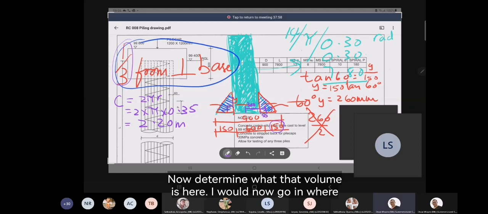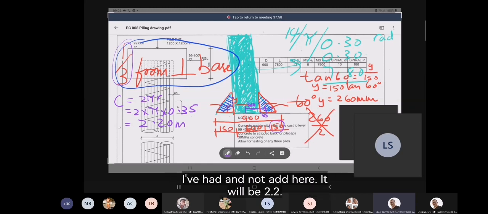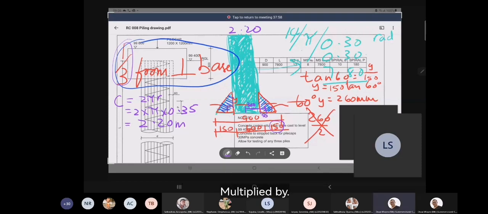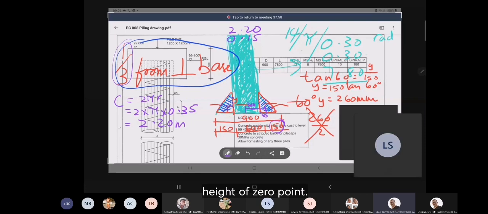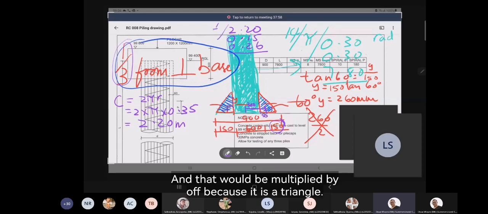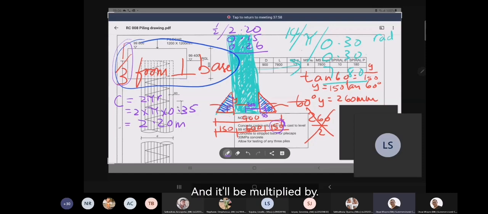Now to determine what that volume is, I would add here: it would be 2.2 multiplied by my extended section of 0.15 that we have there, multiplied by my height of 0.26, and that would be multiplied by half because it is a triangle, and it will be multiplied by 14 that I'm needing.